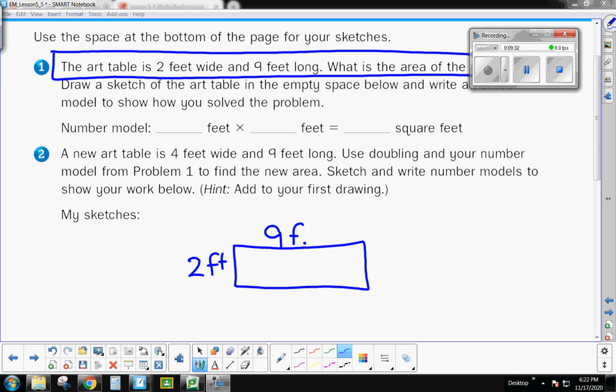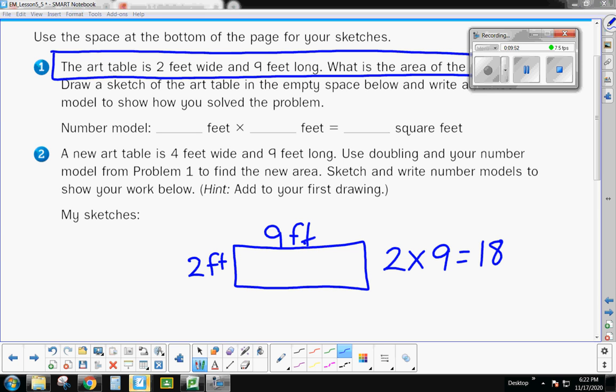All right, so your art table should have looked something like this. You have a rectangle that's 2 feet wide and 9 feet long, and it wants to know what is the area of that. Well, how do we find the area? We do our length times our width, right? So we're going to do 2 times 9. That should be easy for you. You know what 2 times 9 is. It's 18.